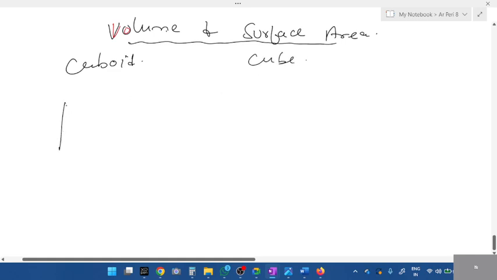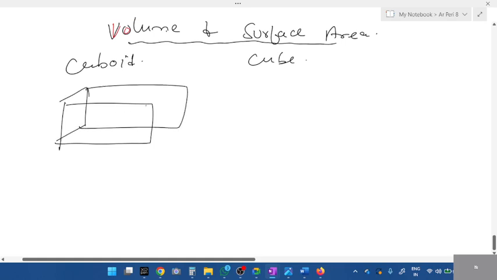Okay, cuboid is similar to a rectangle, but like this. The figure will be like this. Example: room. The room which we are sitting in is a cuboid. Only the opposite sides will be equal. Length and length, breadth and breadth. And this part is the height.